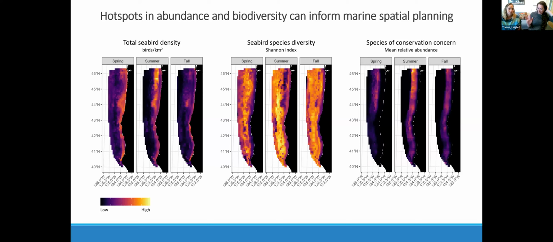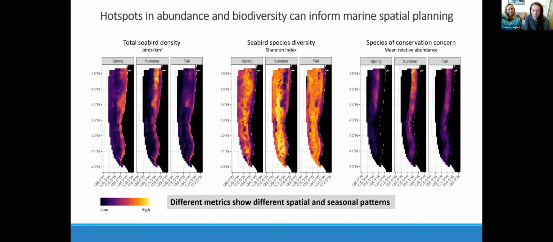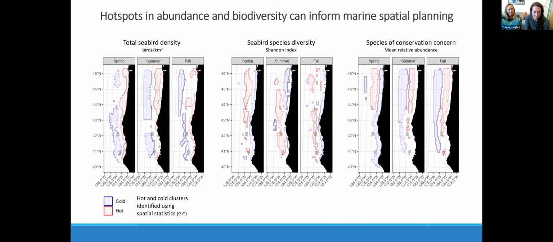And so we can take this and distill it down into hot spots and cold spots using spatial statistics. I'm not going to go into the actual statistics, but I'm going to show you the hot spots and cold spots that fall out of those patterns.